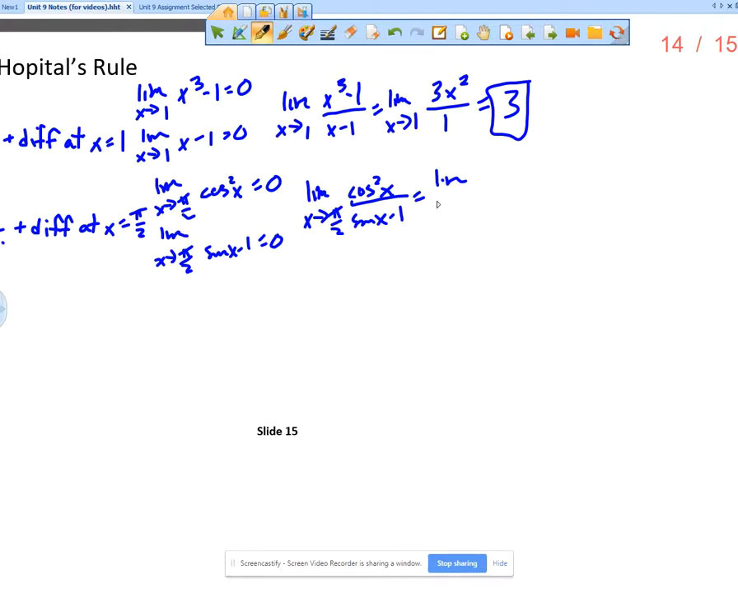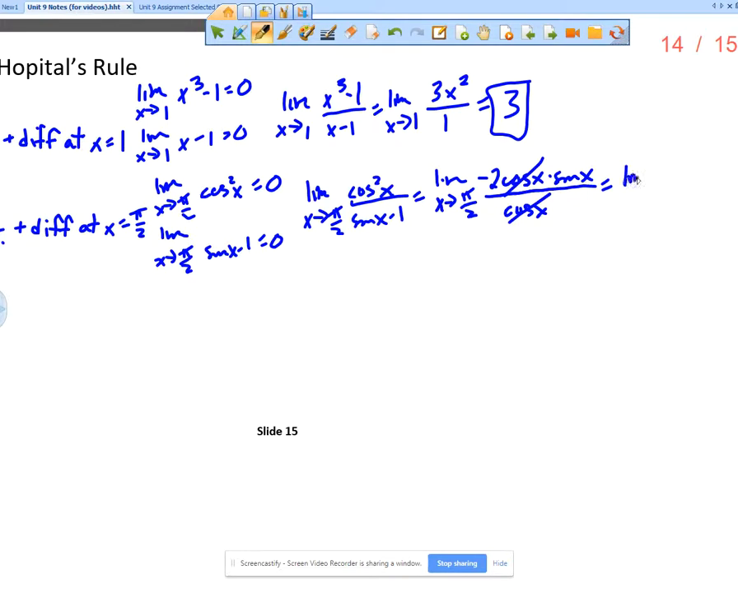So we can say, okay, the limit as x approaches pi over 2 of, what's the derivative of cosine squared? It is 2 cosine x times the derivative of cosine, which is negative sine of x, divided by, what's the derivative of sine x minus 1? Derivative of sine is cosine x minus 0, the derivative of 1. Now take a look at this one. Be smart. We can reduce the cosines.